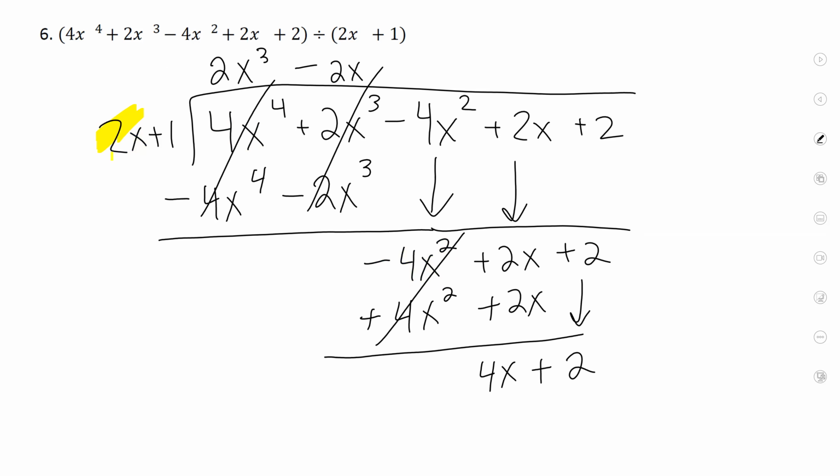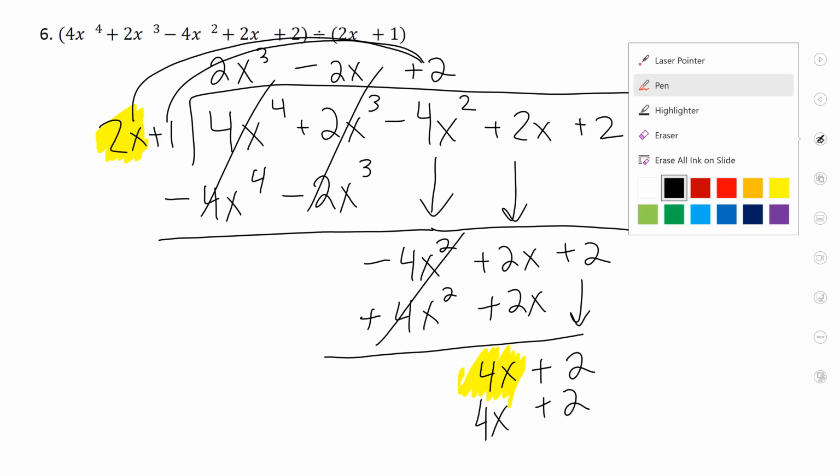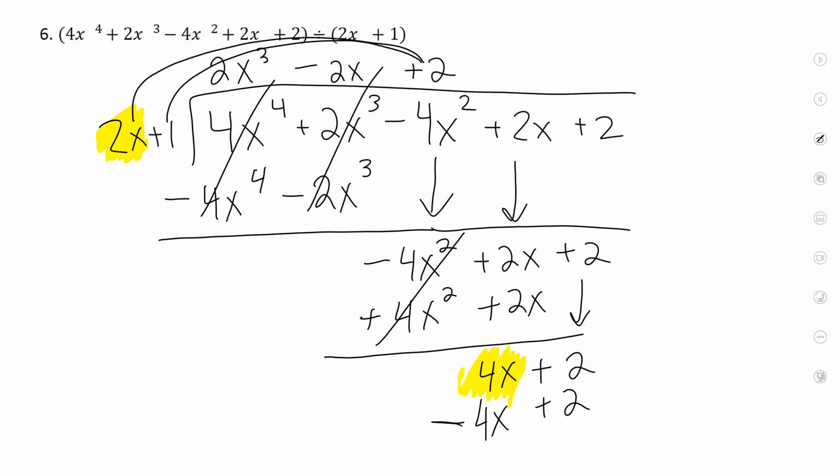2x times what will give you 4x? 2. So put a plus 2 at the top. Now we're going to multiply. 2x times 2 is 4x. 1 times 2 is 2. What do we do? Change the sign. So this will become a minus, and this will also become a minus. All right. 4 minus 4 is 0. 2 minus 2 is 0. So there is no remainder.